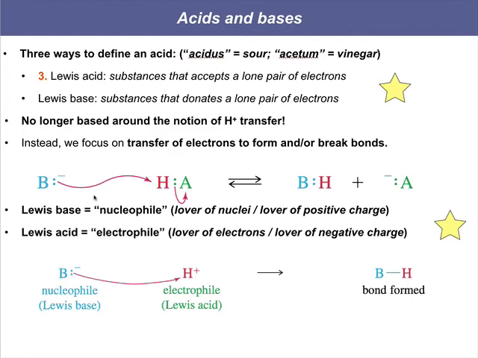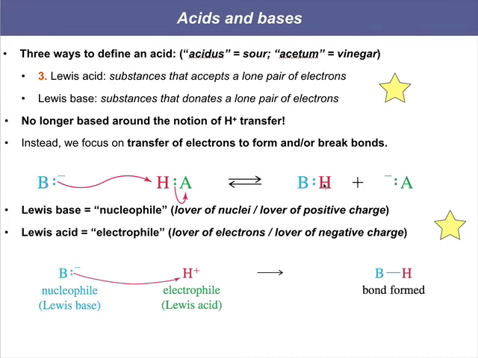Along those same lines, if the acid, HA, is accepting the electrons, it's an electrophile. It is a lover of electrons. It wants those electrons, essentially. So the Lewis acid is an electrophile, a lover of electrons, a lover of negative charge. So again, we're going to use those terms interchangeably.